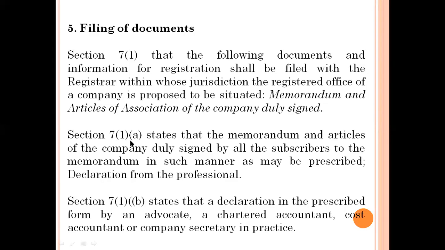Section 7(1)(a) states that the memorandum and articles of the company must be duly signed by all the subscribers to the memorandum in such manner as may be prescribed, and they also have to give a declaration. Coming to Section 7(1)(b), it states that a declaration in the prescribed form by an advocate, a chartered accountant, cost accountant, or company secretary who is in practice.